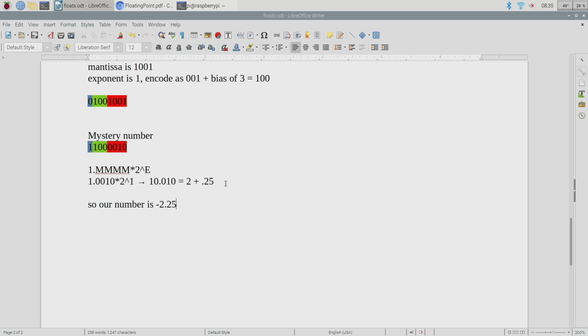It's pathetic. Okay, so we get negative 2 1/4. All right, so questions on the decoding side? It's a similar process, right? You're just basically doing everything in reverse.